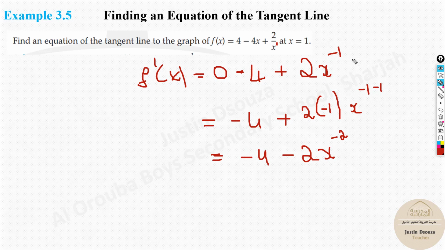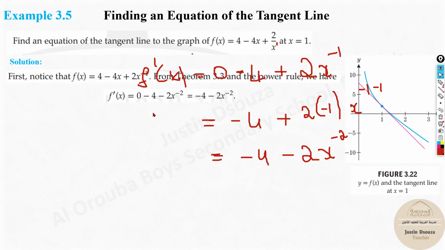What happened? I applied power rule over here. When you apply power rule, the negative 1 comes down as the coefficient, and you need to subtract the power by 1. So you have minus times 2 is minus 2, and it is minus 2, x to the power negative 2. That would be the final answer. For the slope only, this is the slope, see? That is f dash of x. That's it. That's the slope.